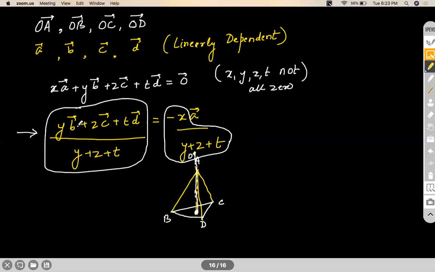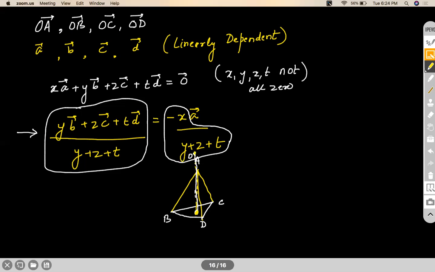This is what? This is a linear combination of BCD. Linear combination of BCD means it will be a vector which is coplanar with B, C, D, right? So it will be somewhere over here. And this is also on the straight line connecting OA. Where is O? Oh, okay. O is somewhere over here.